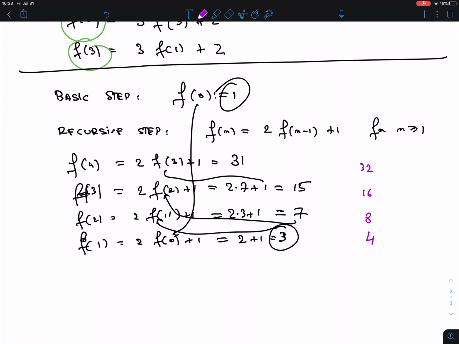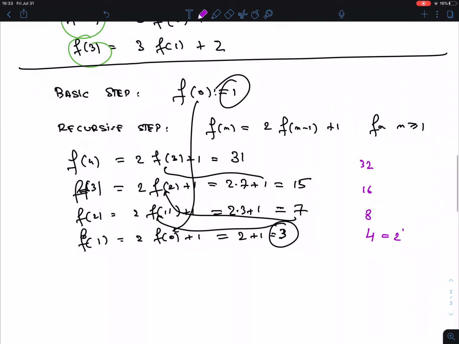So what does this mean here? 4, what is that? That is 2 to the power 2. And this is 2 to the power 3. And this is 2 to the power 4. And this is 2 to the power 5. Okay? Let's see whether this was a good observation.